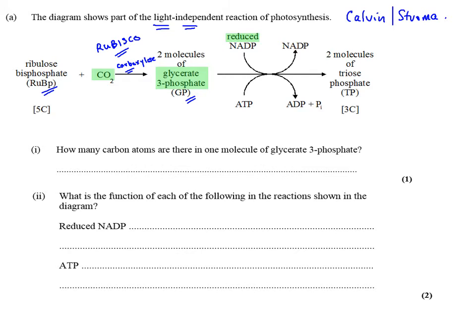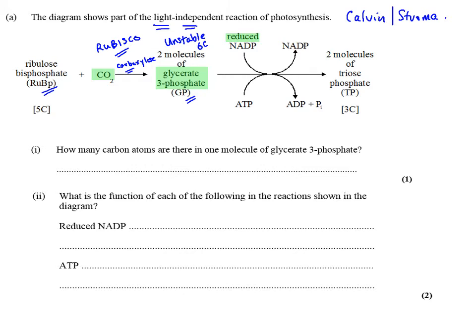Now that actually forms an unstable six-carbon molecule, and because it is unstable, it then splits into 2 3-carbon molecules called glycerate 3-phosphate. Now we know glycerate 3-phosphate is a 3-carbon molecule and it has a phosphate group attached to it. Now each glycerate 3-phosphate in the stroma of the chloroplast will undergo a reduction reaction.